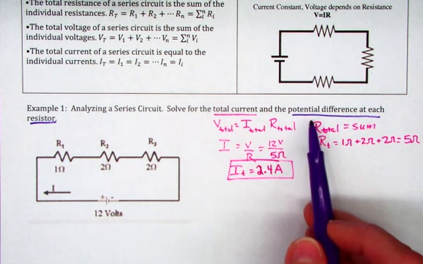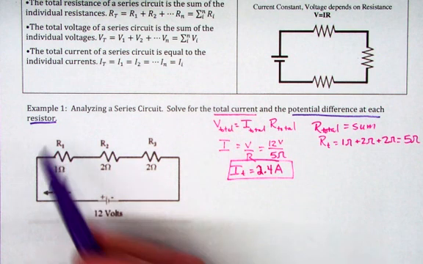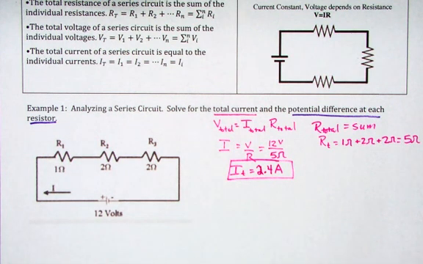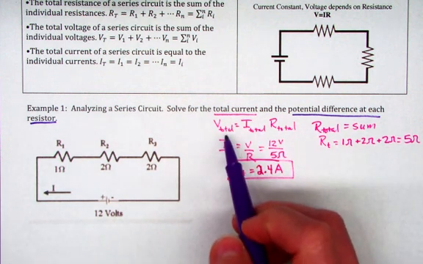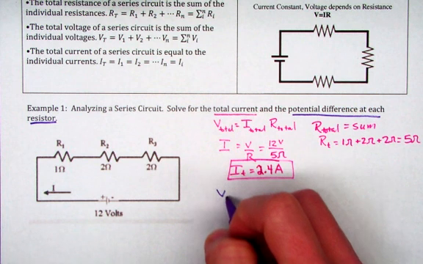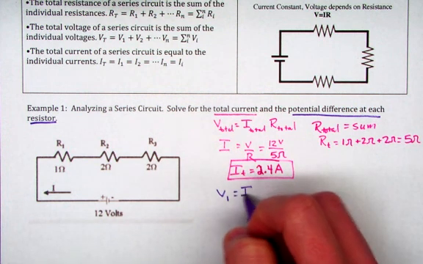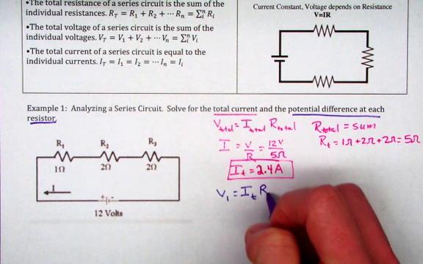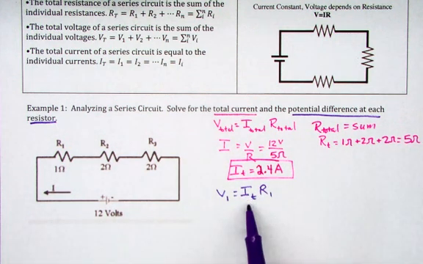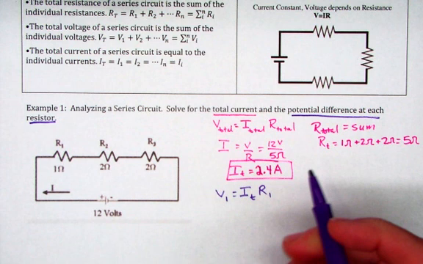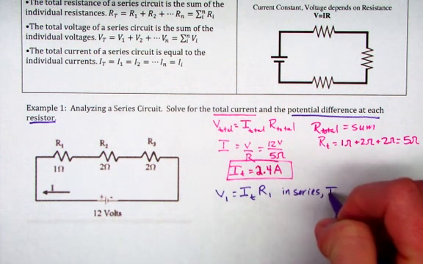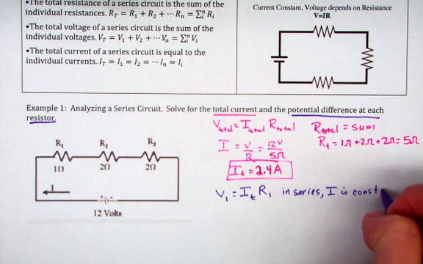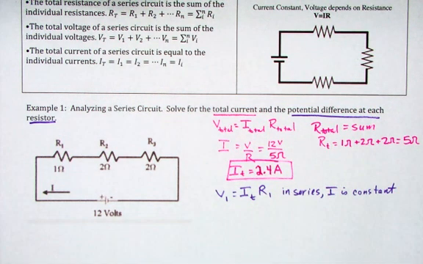But then we are trying to find the potential difference at each resistor. So we want to figure out what that drop in voltage is at each resistor. So what we also know, again, is that V equals IR. Now I did V total equals I total R total, but V1 equals I total times resistor 1. Okay? Why does it equal I total? Because in a series, the current is constant. All right, so the total current is going to be the same current at each resistor.